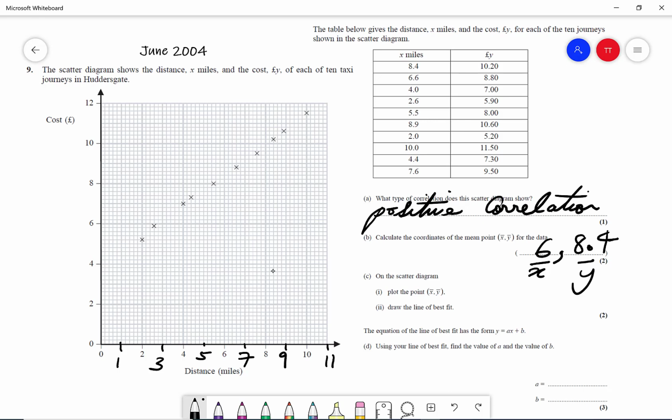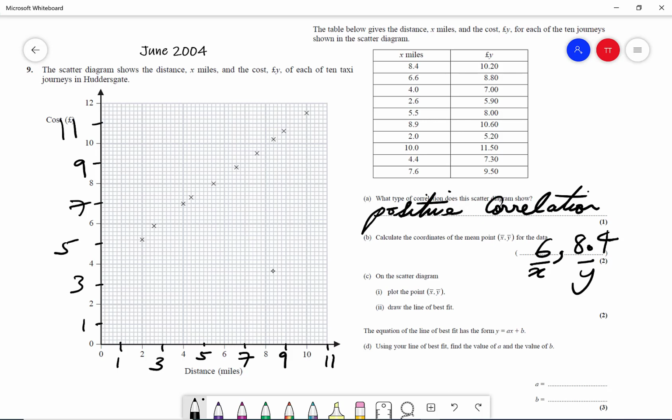Likewise on the y-axis, 10 squares is 2, so 5 squares is 1. That's going to be 3, that's going to be 5, that's going to be 7, that's going to be 9, and that's going to be 11. So if 5 squares represents 1 mile, that means 1 little square must be 0.2 miles. So now we can figure out our scale.